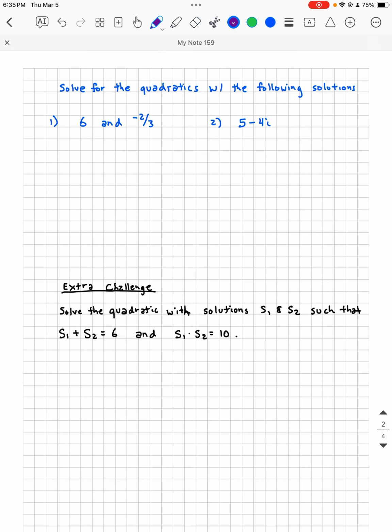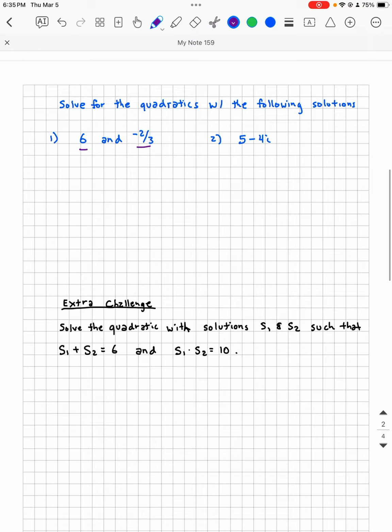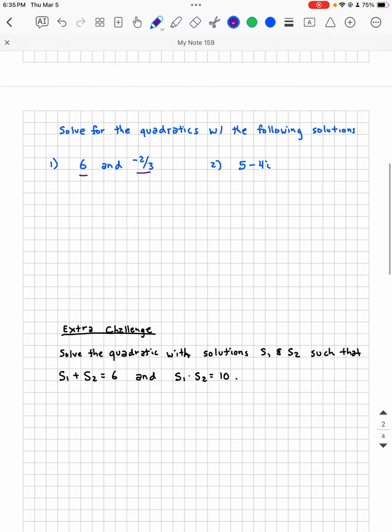So here we have the following examples. Let's say that the quadratic yields the solutions of 6 and -2/3. Now, if we're working backwards, I think the best way for us to think about this is we can say that x minus 6 is going to be one factor, and then we'll also have x plus 2/3 as the other factor, and all of that multiplied together is equal to 0.